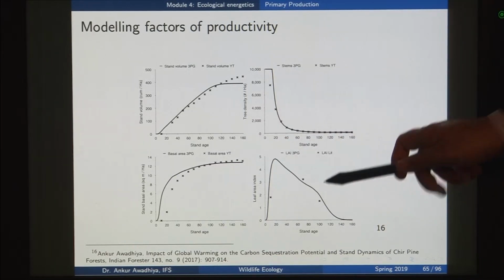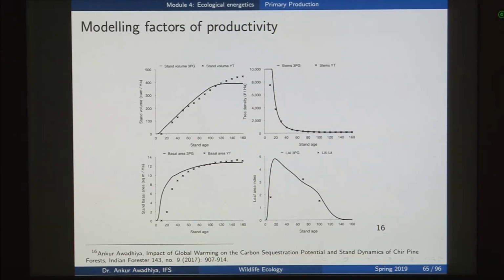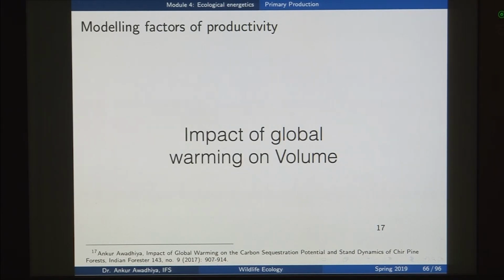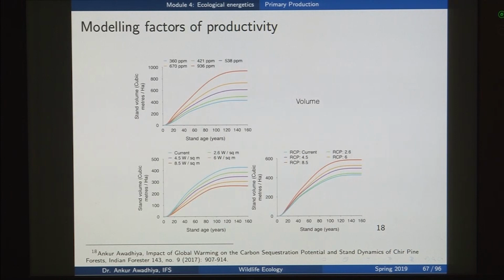This is about basal area, this is about the leaf area index. So, once we have calibrated the model, we can then ask questions. What is the impact of global warming on volume, for instance? If we look at the volume of this stand, here we differentiated it in two parts.